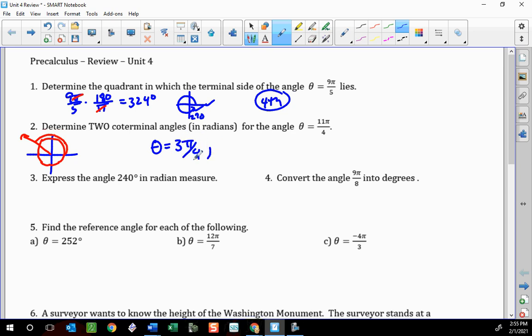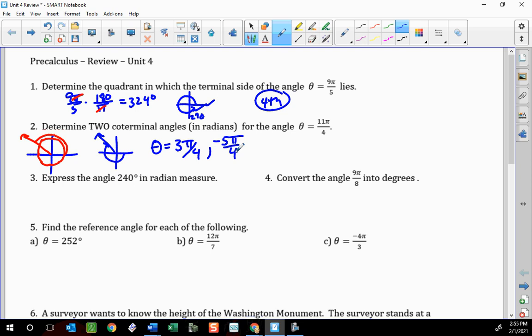And my other answer is going to be to go backwards. What if I go backwards to that same place? So if I go backwards to that same place, that would be 1, 2, 3, 4 pi over 4, 5 pi over 4. So it would be negative 5 pi over 4. And there's many different answers for that, but those are easy ones.